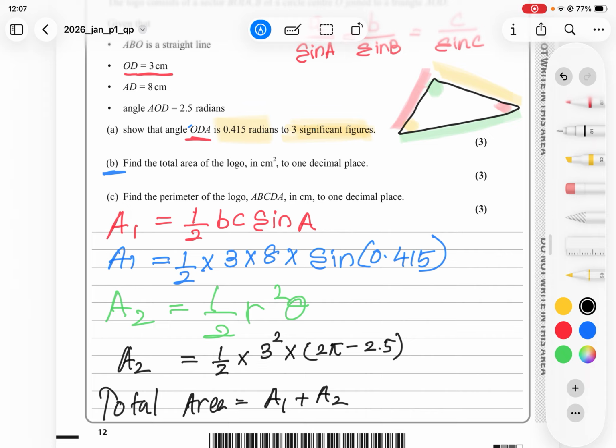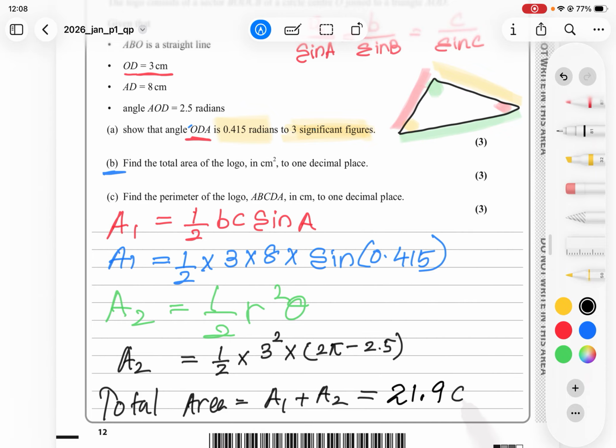So if we do the calculation, A1 would give us the number 4.838. A2 will give us 17.05. So our complete area would be A1, which is the triangle section, and this one. We can easily add both of them in a single equation. So we will get our answer as 21.9.